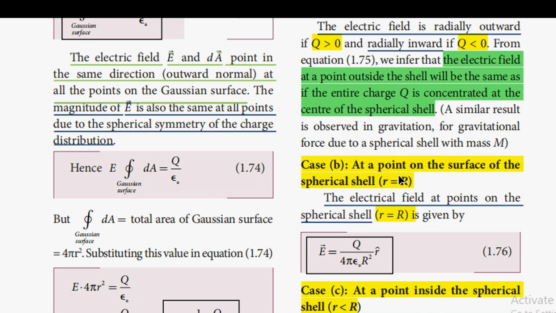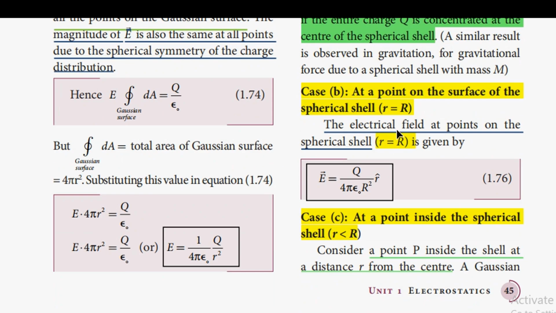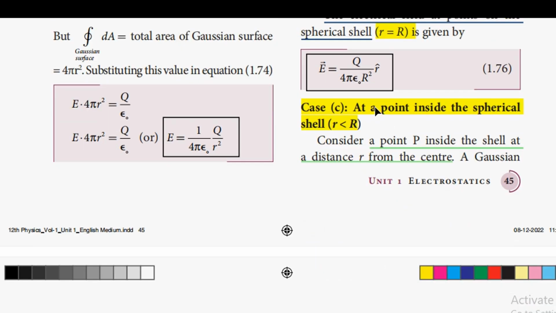Next, case B, at a point on the surface of the spherical shell. We are considering a point on the surface of the spherical shell, so r is equal to R. The electric field at points on the surface of the spherical shell, r equal to R, is given by E equal to Q by 4 pi epsilon naught R squared r cap.